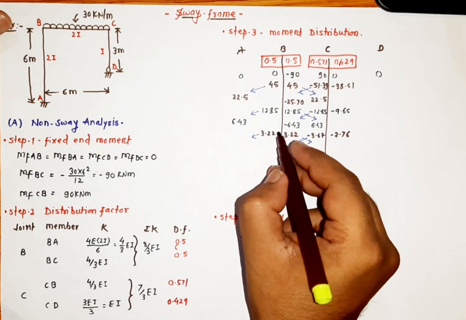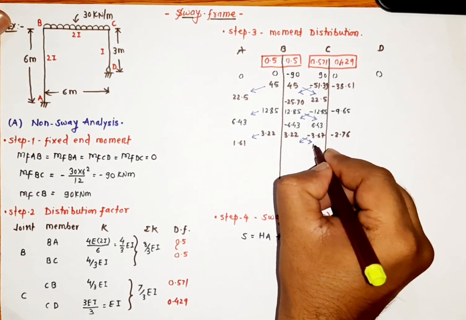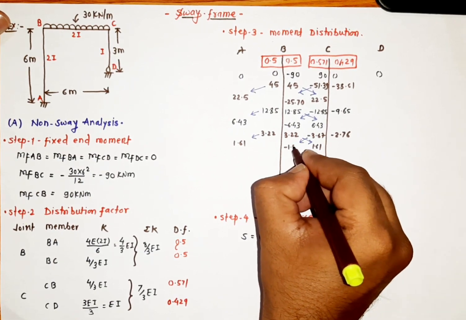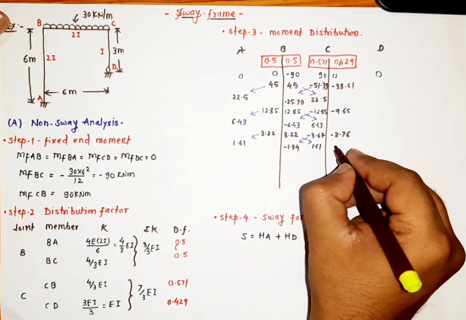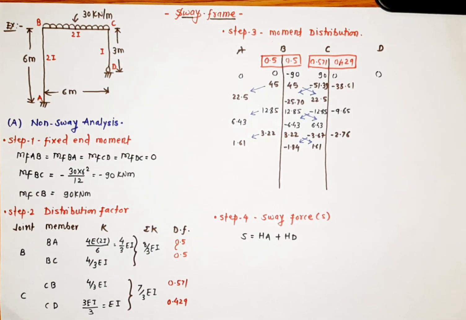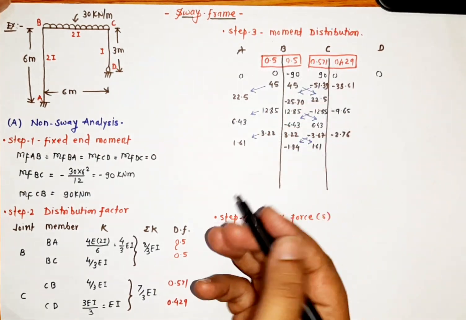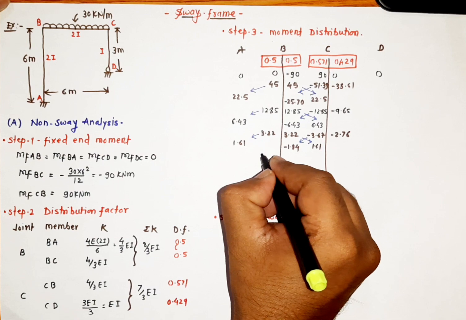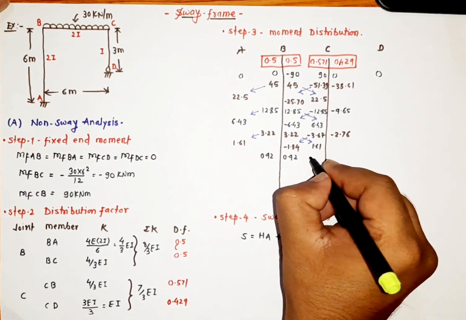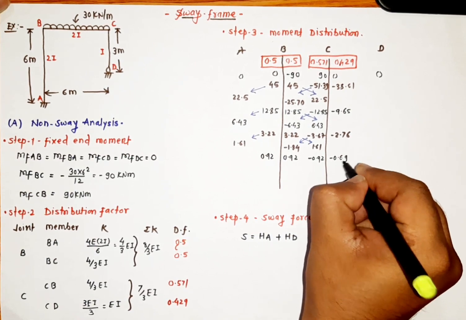So 3.22 divided by 2 will be 1.61. This will be 1.61. This will be minus 1.84. And now our next value we got, that is 1.84, multiply with 0.5 and 0.5. We will repeat the same iteration. So it will be 0.92, 0.92, then minus 0.92, then minus 0.69.